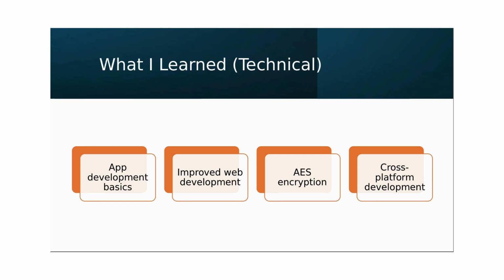I improved my web development skills because of using Electron. It was kind of a twofold thing where I was learning how to develop for a native app, but also gained some skills that can be applied to a web page. I learned about AES encryption. This is the encryption algorithm that I used for my final project, and it's a very popular encryption algorithm.